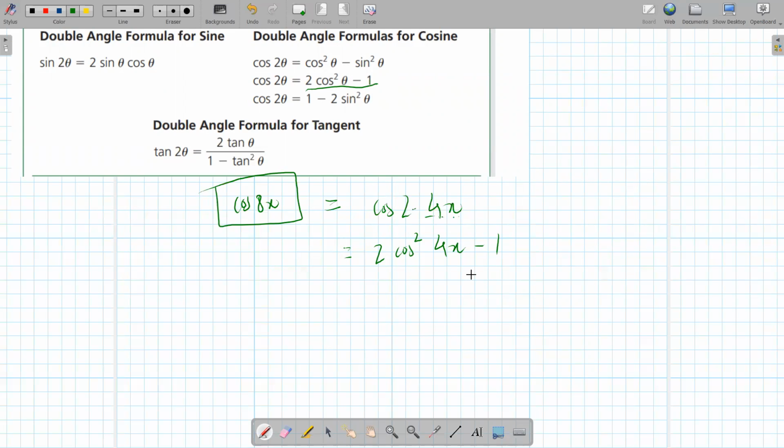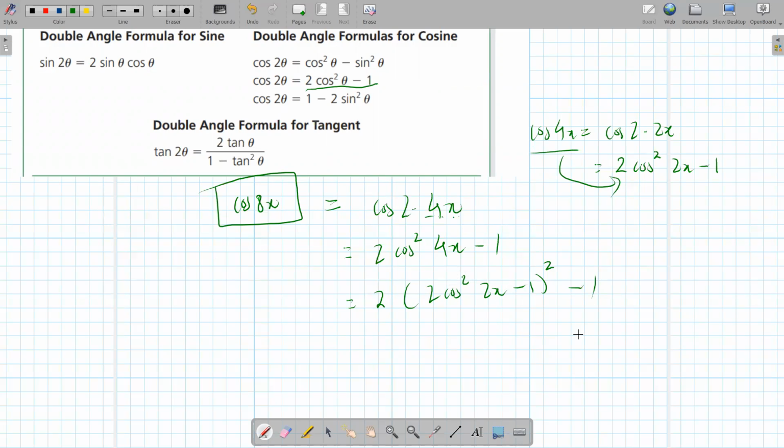Okay. You're not done yet. You thought you were done. No, you're not. Now look at this. Cos 4x, we can also expand that. Cos of 4x is going to be cos of 2 times 2x. And using the same exact formula, this will be 2 cosine squared 2x minus 1. So this is going to be 2 times (2 cosine squared 2x minus 1) whole squared, because that's what cos of 4x is, minus 1.